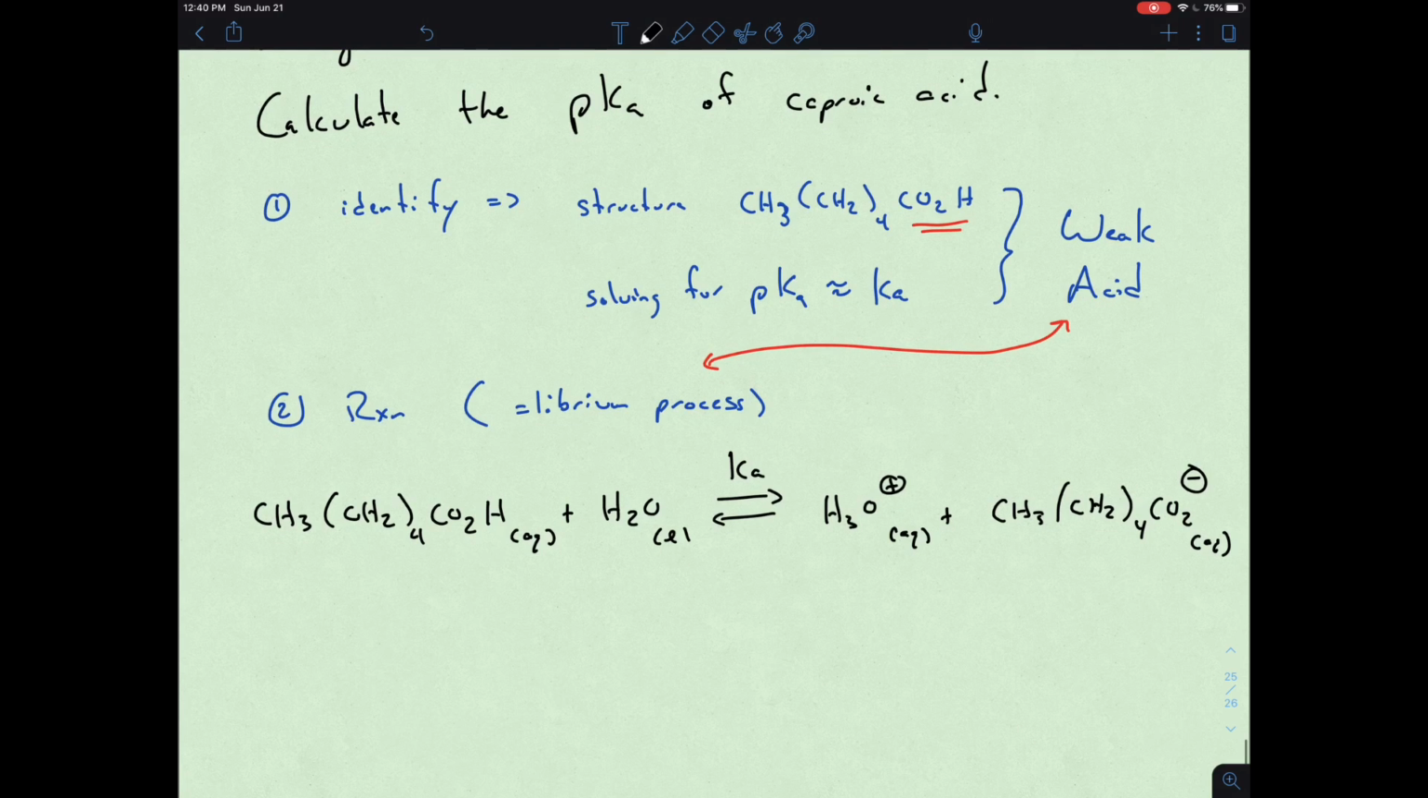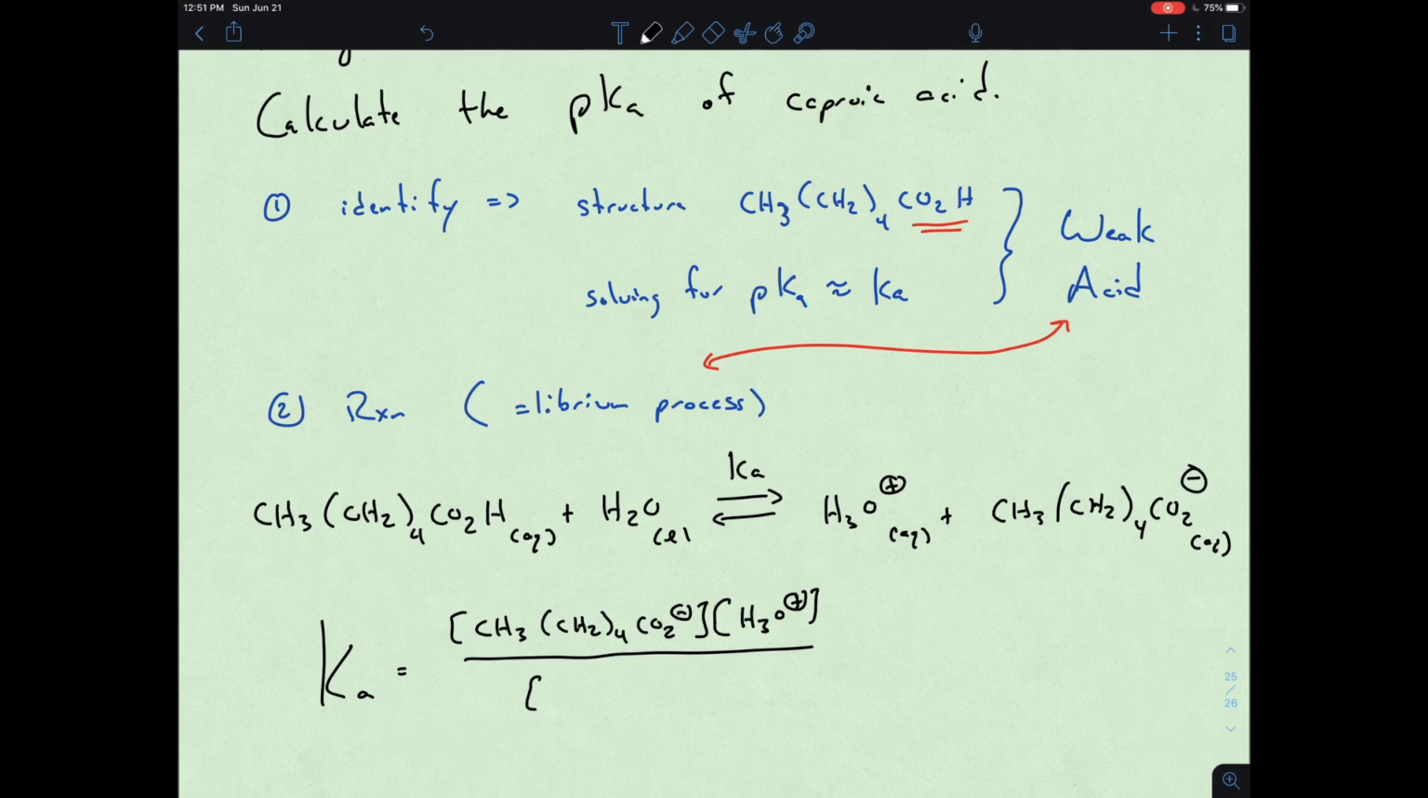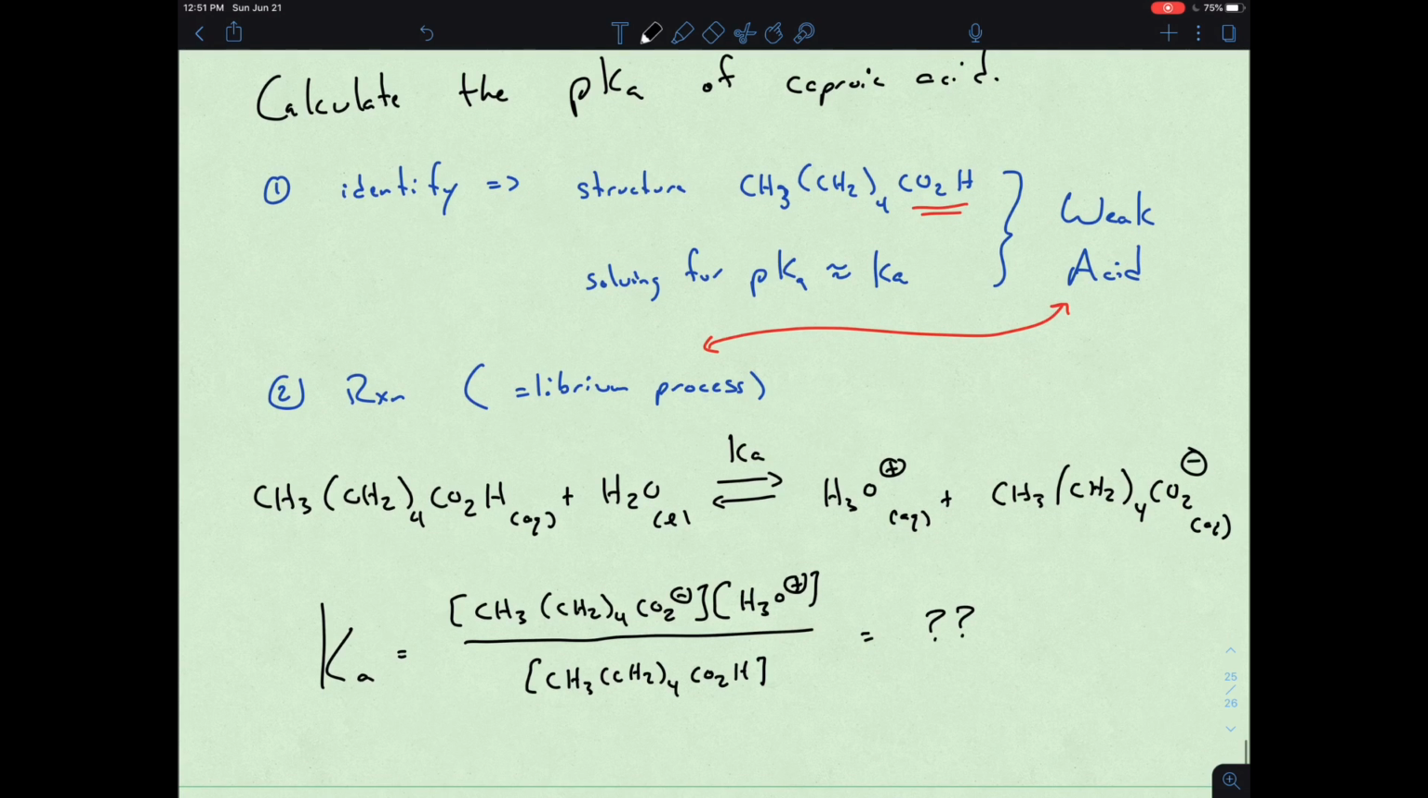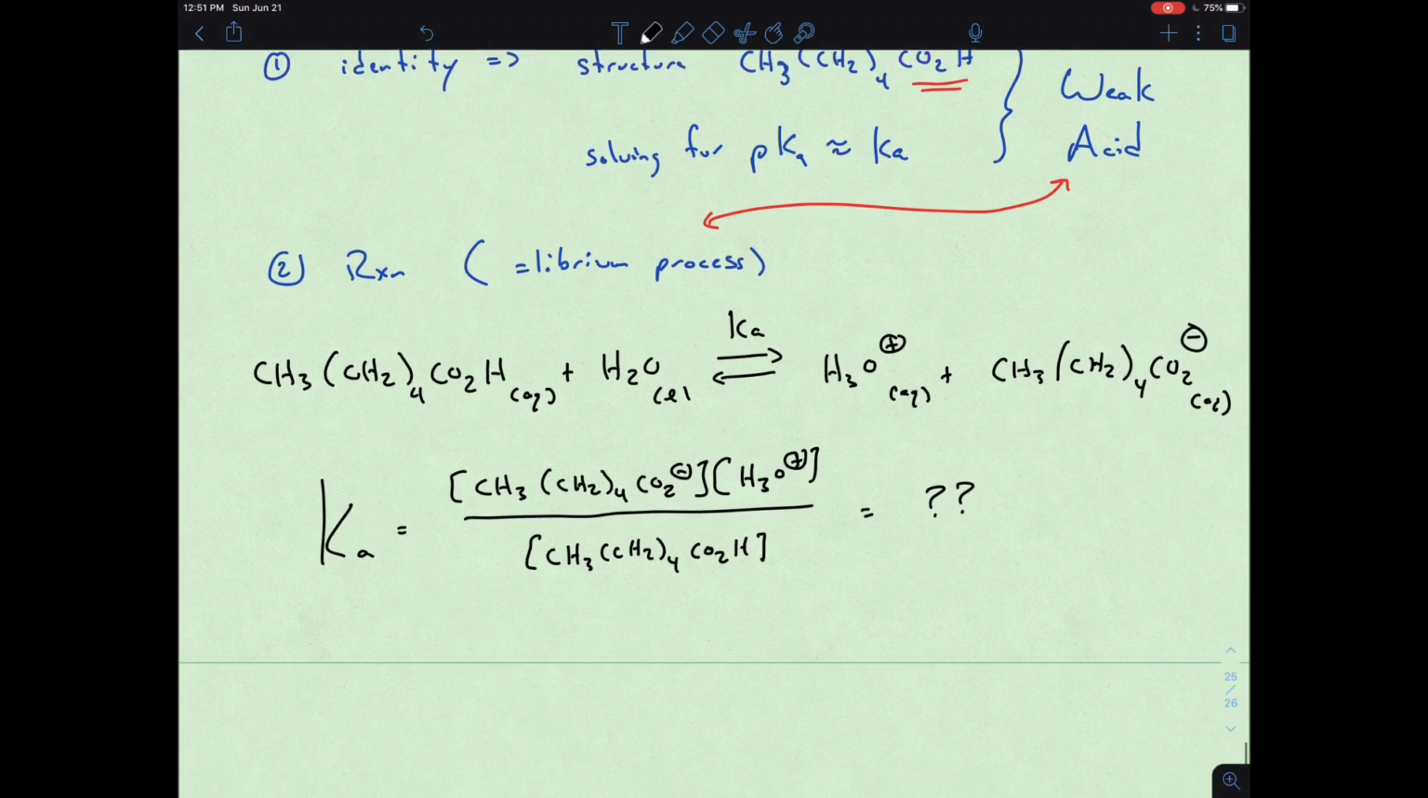So there's our equilibrium expression, which allows us to then write our equilibrium constant and what it is dependent on. Such as the caproate and our hydronium ion with our products, and then that's all over the caproic acid starting material. And we don't know our Ka, so that's really what we're getting at, because once we know our Ka, then we know our pKa.